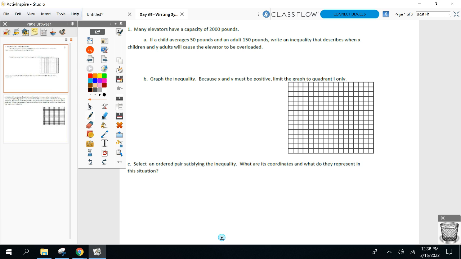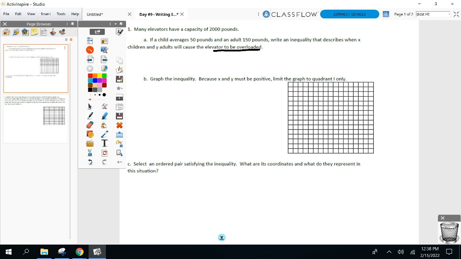Perfect. We got children. They average 50 pounds, and an adult averages 150. One inequality where X is children and Y are adults. Can you write an inequality where the elevator is going to be overloaded? X is the number of children, Y is the number of adults, and you know how much each weighs. So give me just one inequality that represents when the elevator is going to be overloaded. How much do the children weigh?